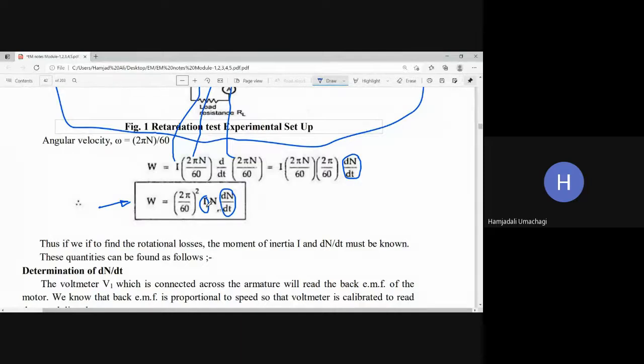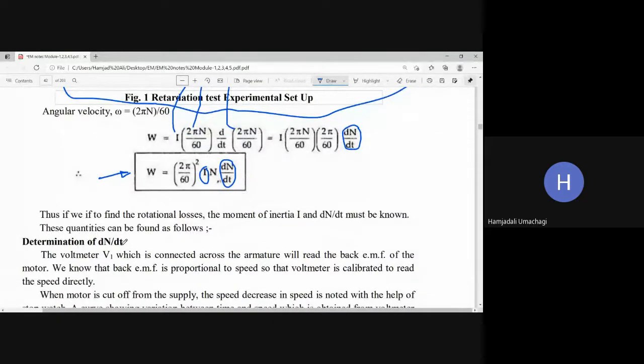Is it clear, all of you? The formula to calculate the rotational or the stray losses is W, which is nothing but the stray or the rotational loss. It is denoted as 2 pi by 60 whole square into I into dN by dt. So here 2 pi by 60 is constant, and you can measure the speed using a tachometer. The only unknown parameters in this case are I and dN by dt. So how to get the value of moment of inertia I and dN by dt? Let us see now.